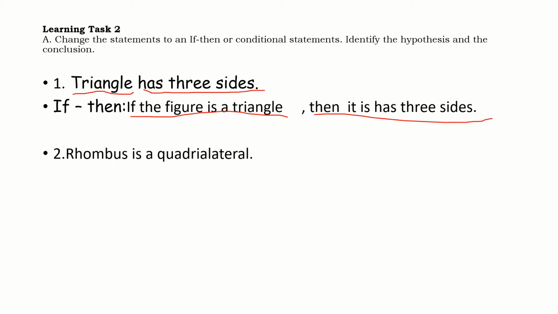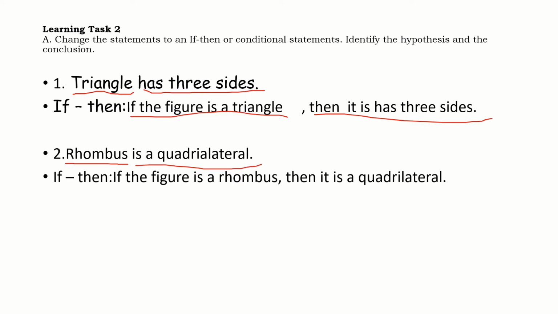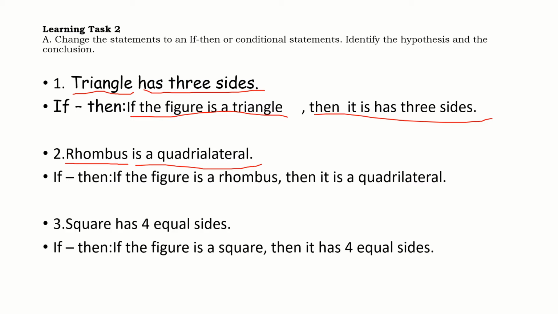For example, number 2, a rhombus is a quadrilateral. Our subject here is rhombus, and our predicate here is a quadrilateral. So our if-then statement: if the figure is a rhombus, then it is a quadrilateral. Pwede din namang, if it is a rhombus, then it is a quadrilateral, or if it is a triangle, then it has 3 sides. For number 3, a square has 4 equal sides. So if the figure is a square, then it has 4 equal sides.